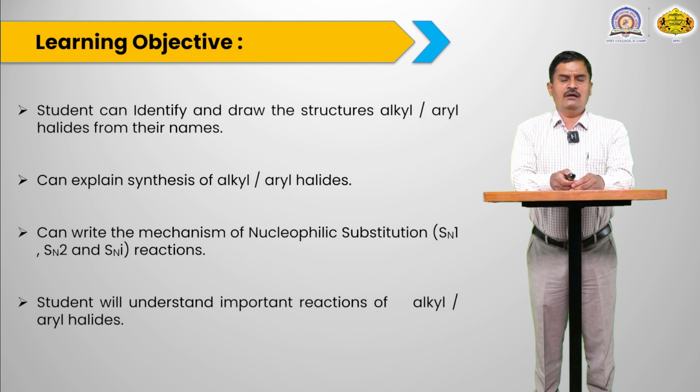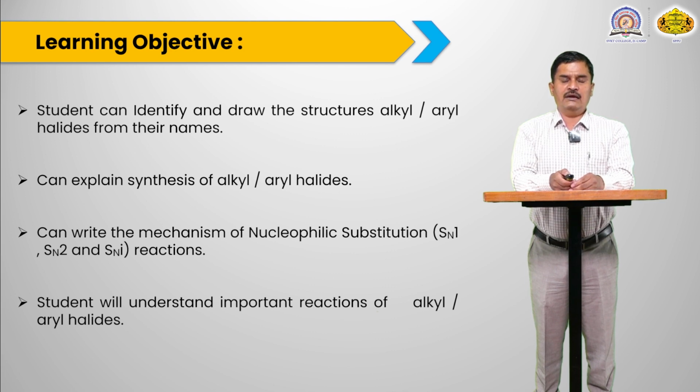Students must learn the following points. Students must be able to draw the different types of structures of alkyl halides, then name alkyl halides according to the common name system or the IUPAC nomenclature system. Students must be able to explain and learn the synthesis of alkyl halides, and write mechanisms like the SN1 reaction mechanism or SN2 reaction mechanism. That is, substitution, nucleophilic, unimolecular or bimolecular reactions, meaning alkyl halides undergo substitution reactions. Students must learn about the reactions of alkyl halides.